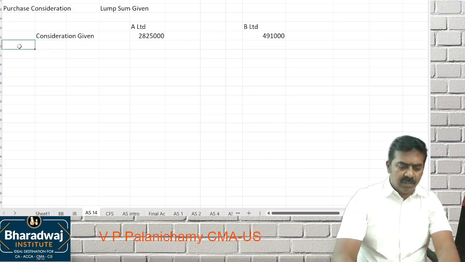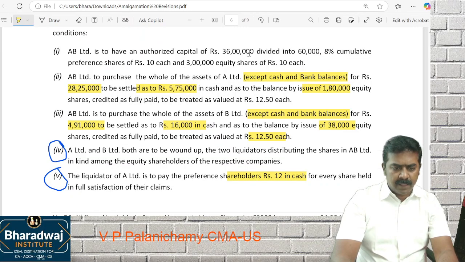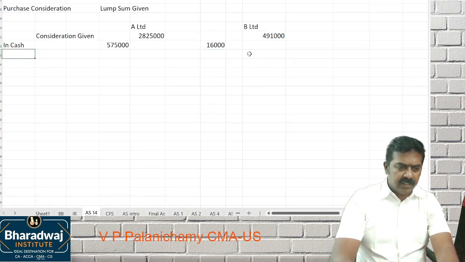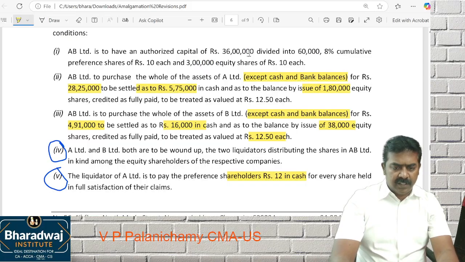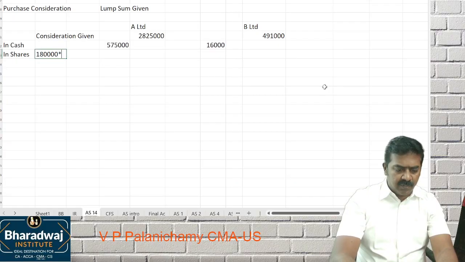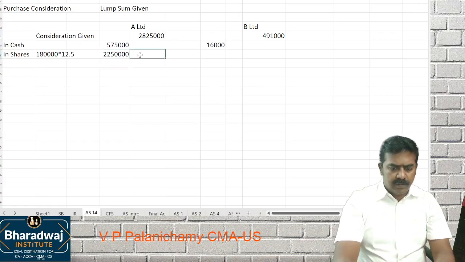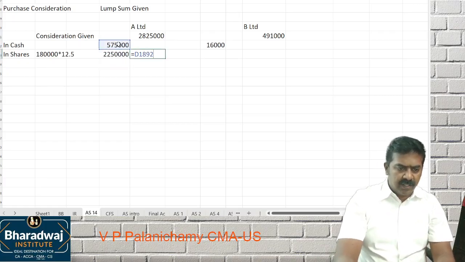Consideration is given. How is this given? In cash, how much is given? 5 lakh 75,000 is given. For B Limited, how much is given? 16,000 given in cash. In shares, how many shares are given? 1,80,000 shares at the rate of what? 12.5. So the total, if you add up, will come to 28 lakh 25,000.